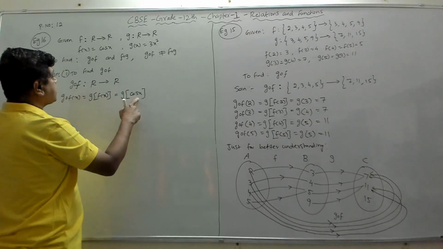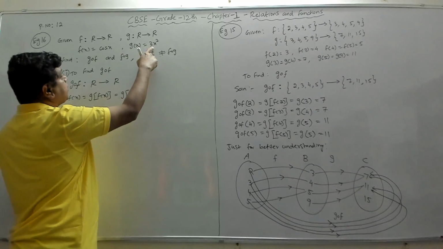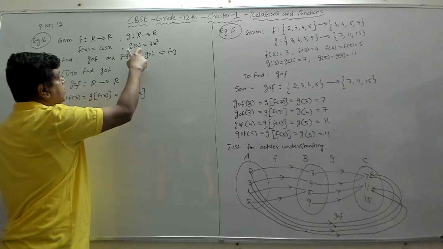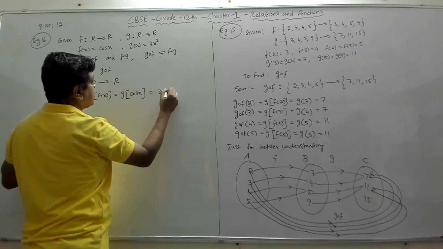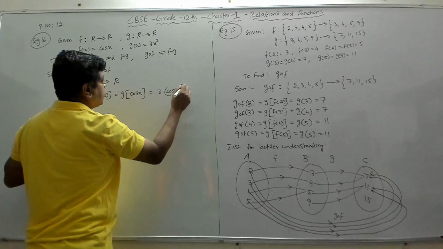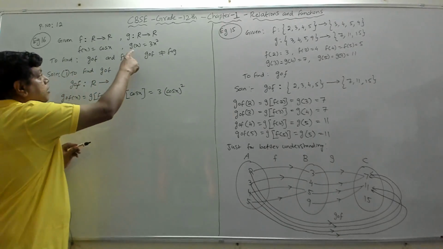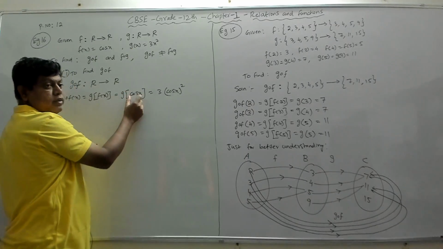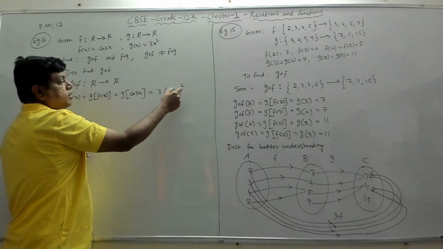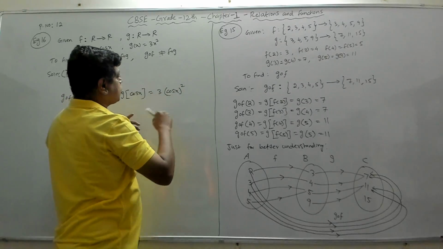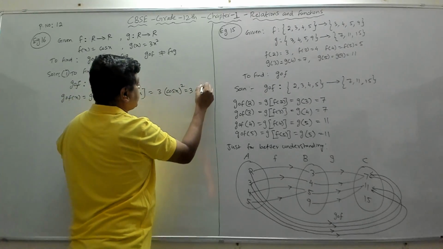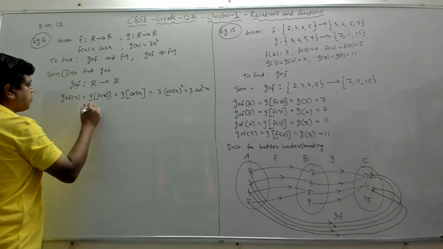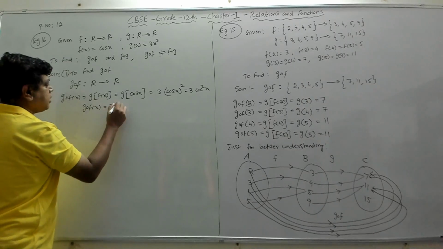Now what is g of cos x? g of x is what? 3x square. So you treat this as x. g of x is 3x square, which means 3 into x square. Right? In g of x, wherever x is there, I have to put what I have, which is cos x. So this is 3 into cos x whole square, which is the same as 3 cos square x. So that is your g of f of x. So g of f of x is 3 cos square x.